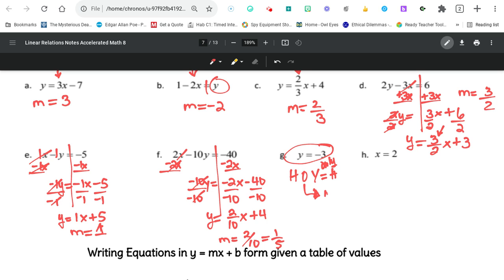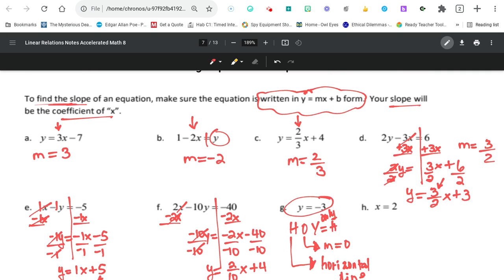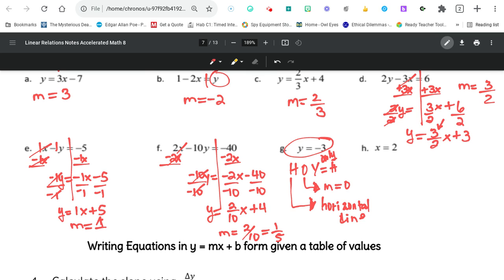Your slope will be 0. So your slope is 0. H tells you what type of graph that will be. So if you were to graph y equals -3, you would end up with some horizontal line. But your directions are asking you to find the slope. So basically, we just need to be concerned about a slope of 0.